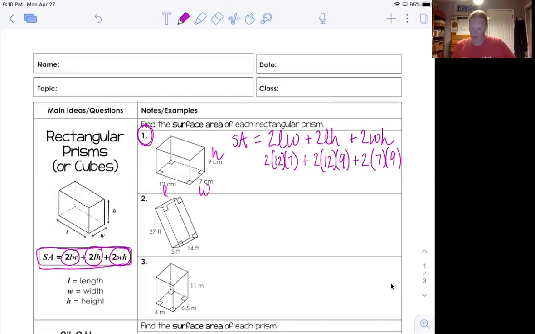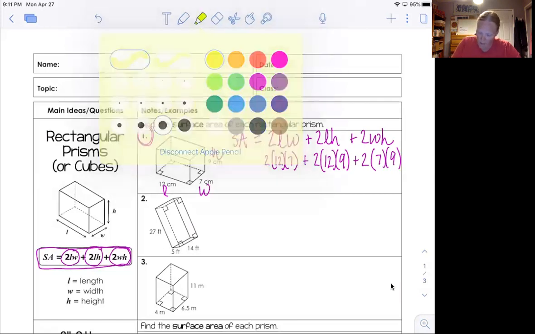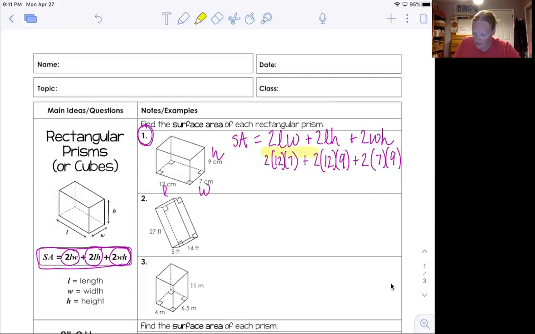Cool. Now I'm going to do the multiplication. If you're not sure what it is, use a calculator. That's fine, just be careful what you type in. And again, this right here, let me change that color, this right here is awesome because I can see exactly what you need to know, that you knew what all the different dimensions were and you plugged them into the right formula.